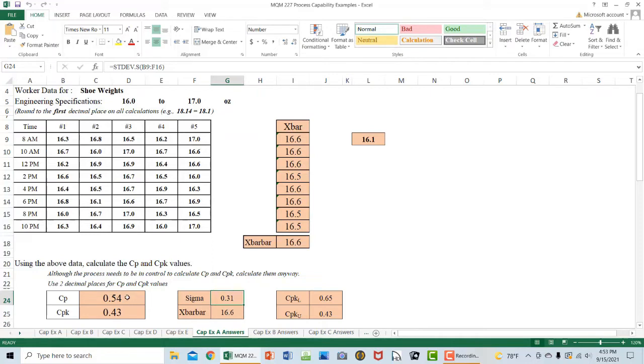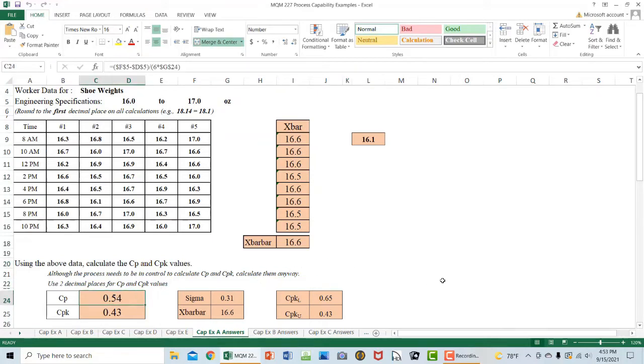Okay, so let's jump over here and do the calculations for CP. And CP, all we do is we subtract the two engineering specifications. So 17 minus 16, of course, is going to give us 1. And there's that part right there. Don't worry about the dollar signs. That just has to do with absolute referencing. So we take the difference between these two of 1, and we divide it by 6 times sigma, or the standard deviation, to come up with a number.